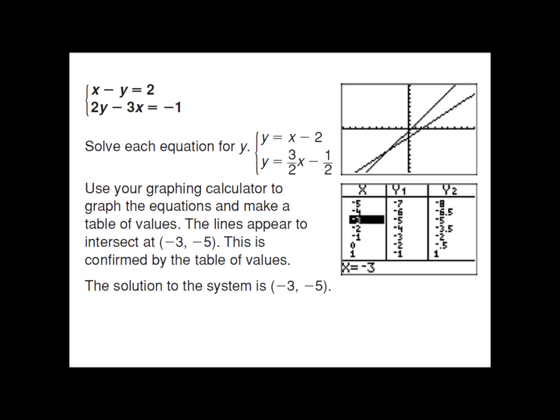In this table, they showed some points before and after negative 3. Now, I don't really expect you to make a table this big. Find your intersection, choose one number before, one number after. That's fine. I don't need to see a table with 10 entries. Honestly, 3 is enough.